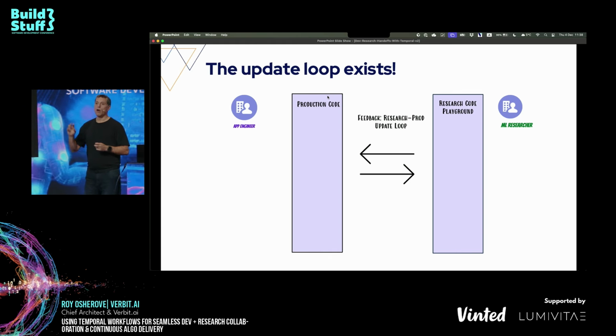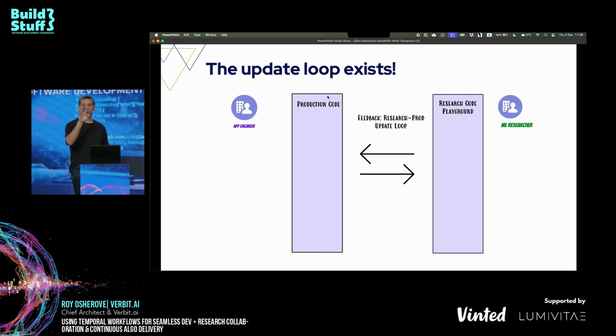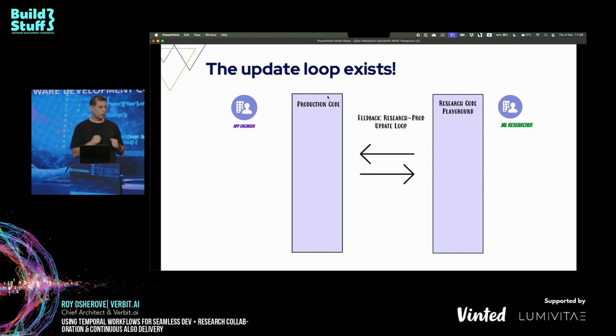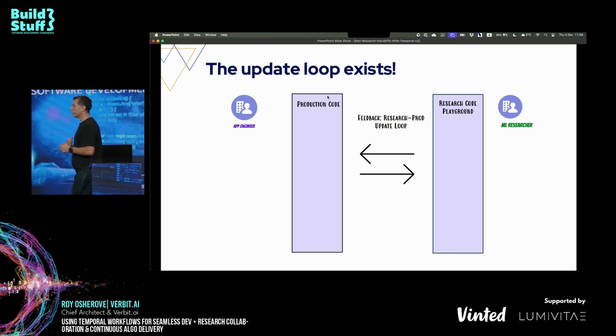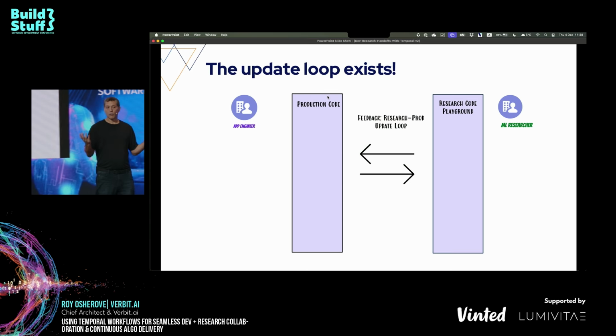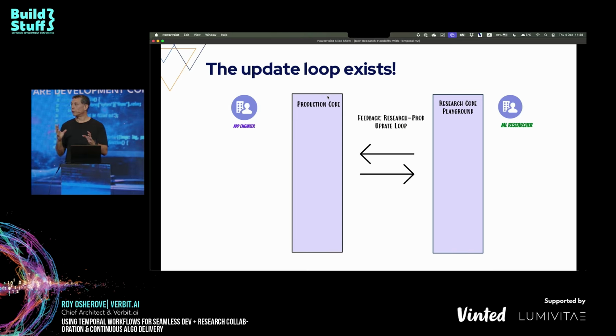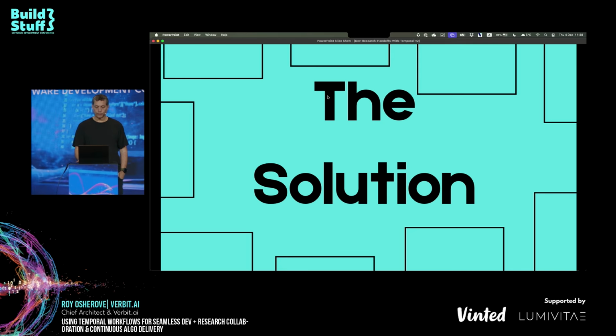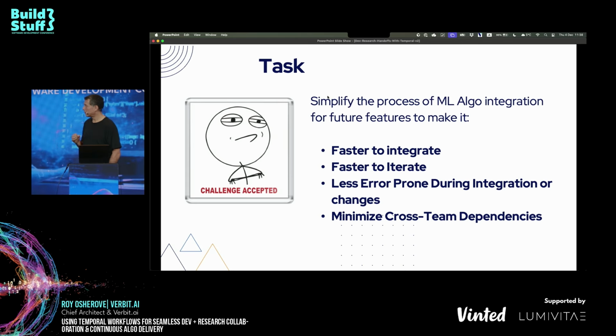Some companies are forcing researchers to basically work as part of the dev team and turn them into ML engineers, kind of generalists. And other companies are trying to work in different ways, like with ML engineers. We try to do a different thing. So how did we try to solve it?